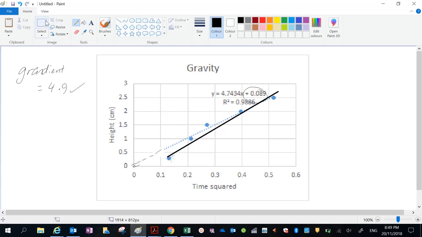So all you have to decide now is, which one do you think is more likely? Do you think this is the point that's wrong and needs to be further down or further right, or is this the wrong point? Does this point need to be further up or further left to make the gradient steeper? And that's what you have to start thinking about.